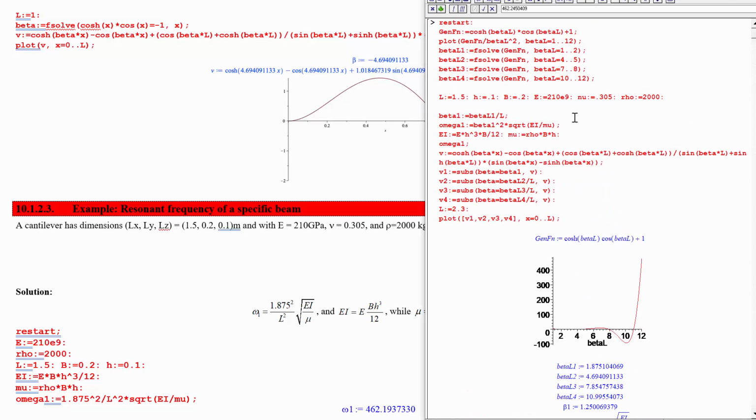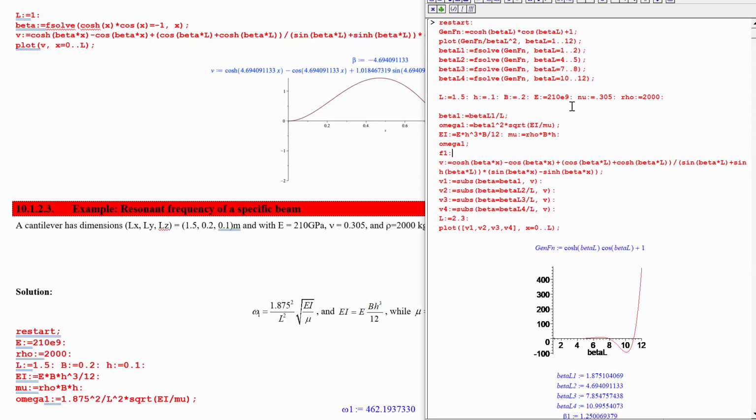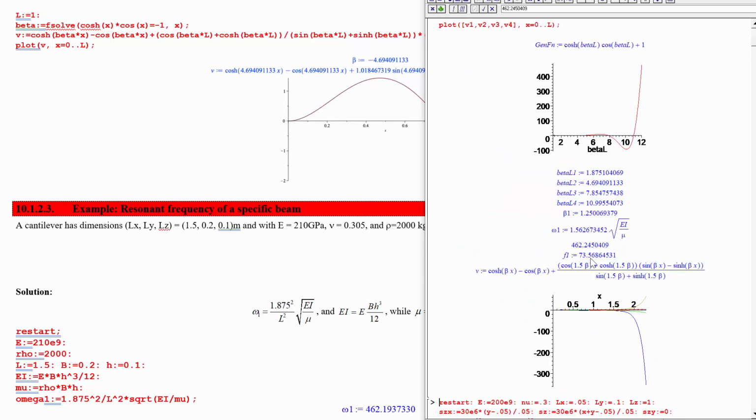We say, I don't care for rads. Give me the hertz. So then you'll say f1 is equal to omega 1 divided by 2 times pi. And there we go, 73.6 hertz. So 74 cycles per second corresponds to this 462 radians per second.